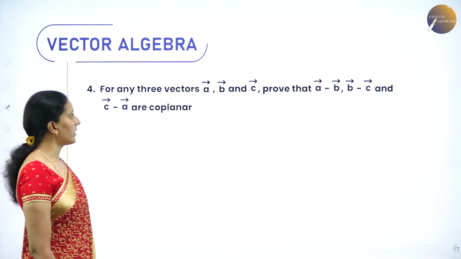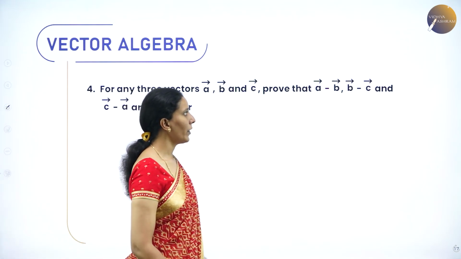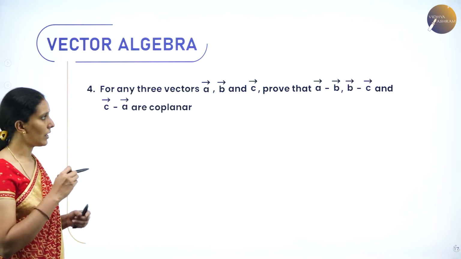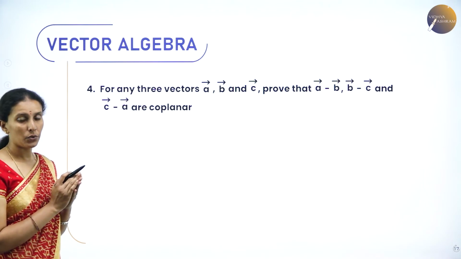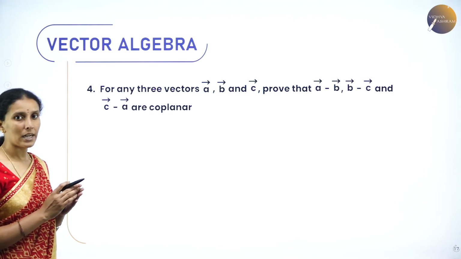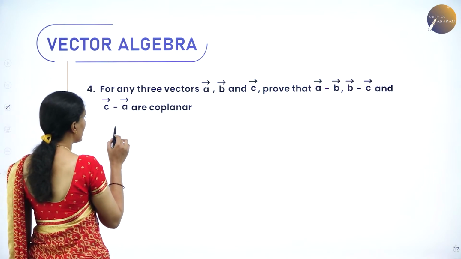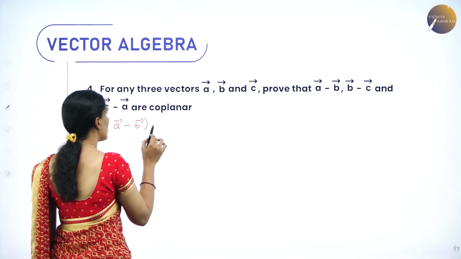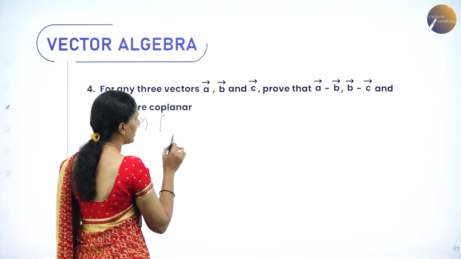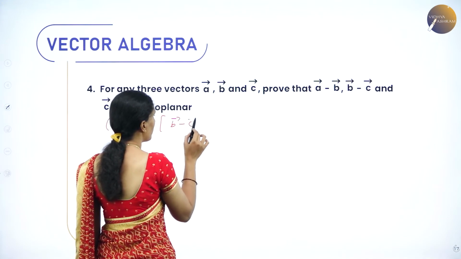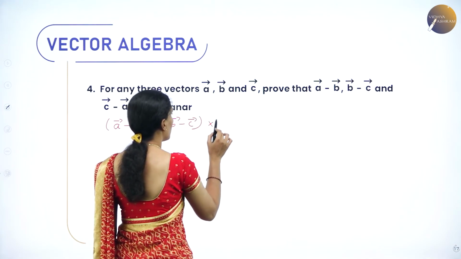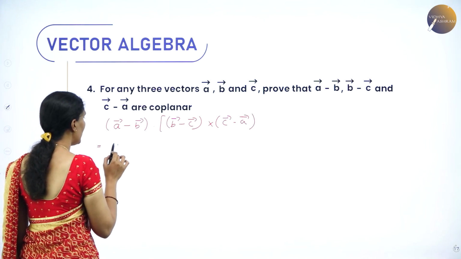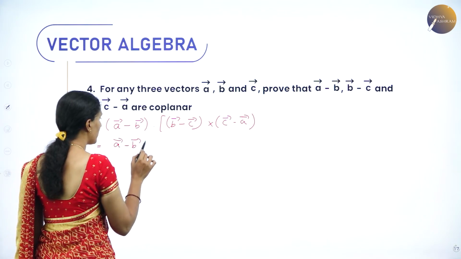Next, for any three vectors a, b, c, prove that vector a minus b, vector b minus c and vector c minus a are coplanar. So to show that they are coplanar, we need to show that their box product or scalar triple product is 0. First let us consider the scalar triple product of these three vectors: vector a minus vector b dot vector b minus vector c cross vector c minus vector a. Now leave it as it is, vector a minus vector b.